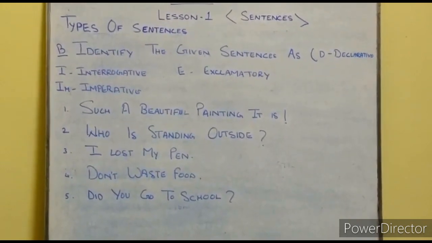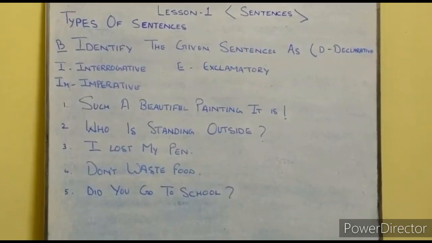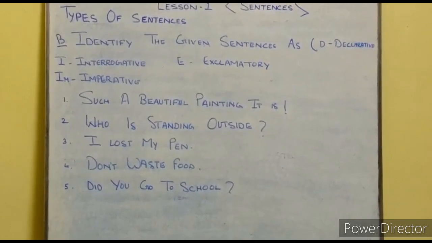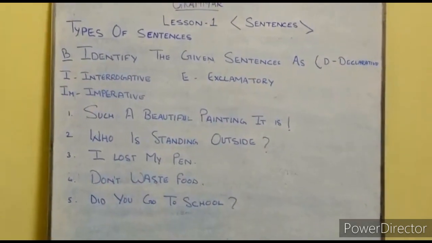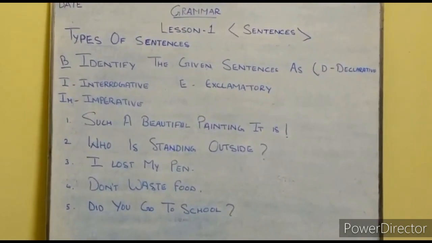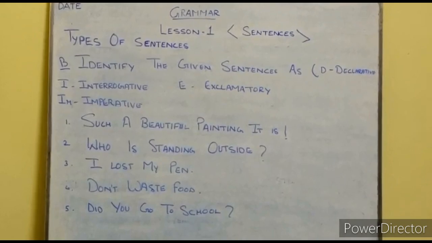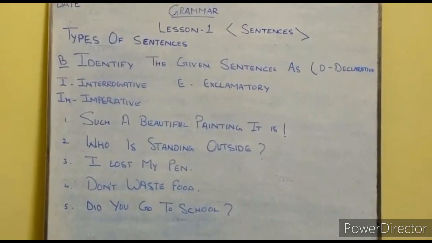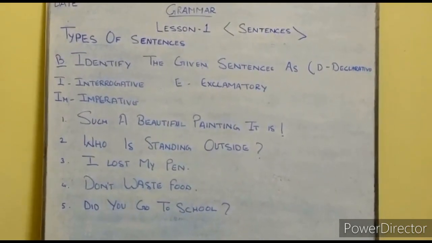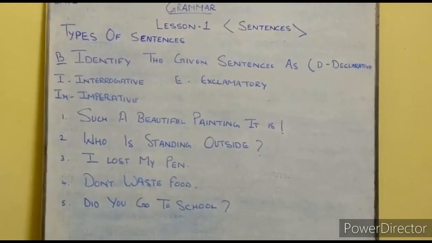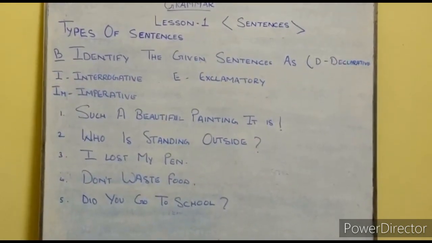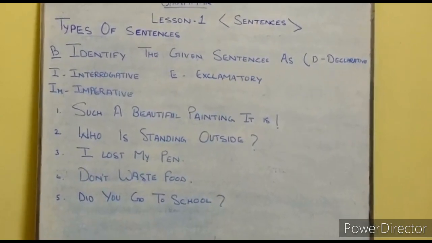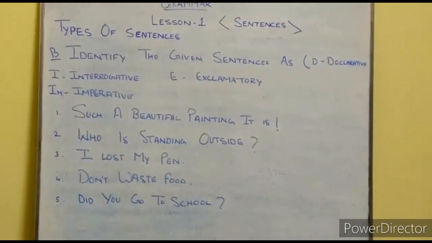Such a beautiful painting it is! Exclamation mark. Number 2, who is standing outside? Question mark. Number 3, I lost my pen. Full stop. Number 4, don't waste food. Full stop. Number 5, did you go to school? Note down all these sentences and write its type beside each sentence. Then we will discuss the answers.